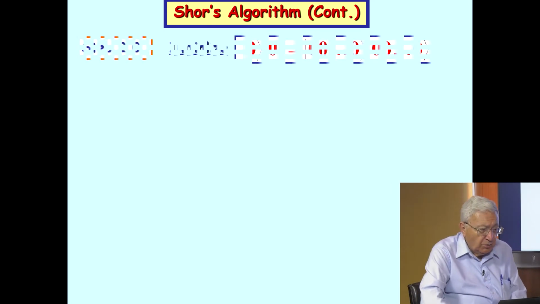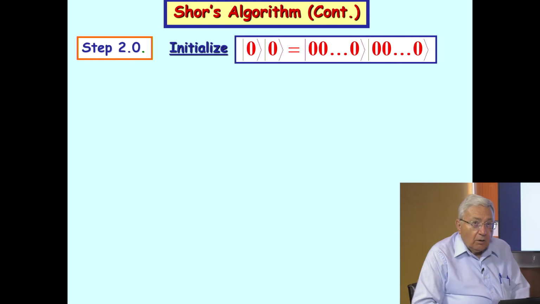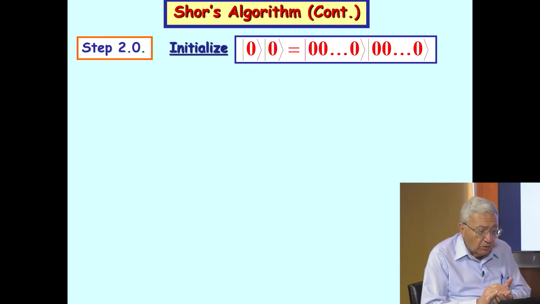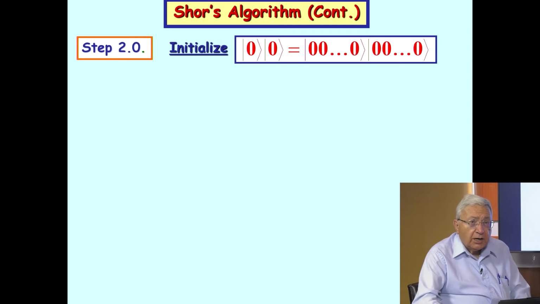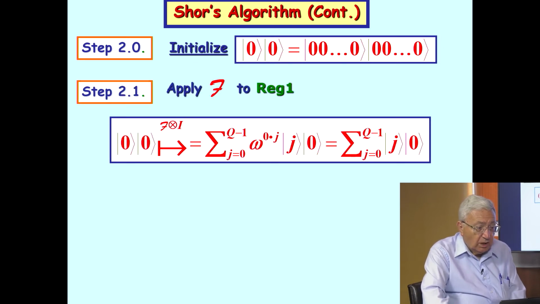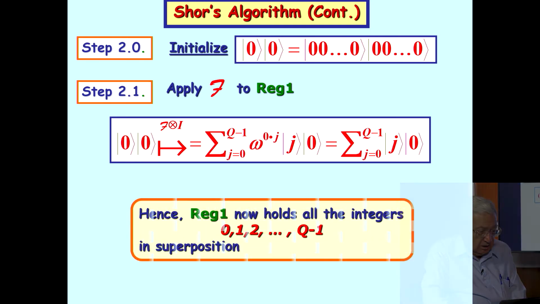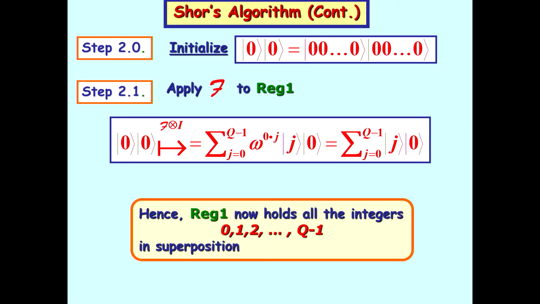Shor's algorithm continued. Step 2. Now we'll go into details of the quantum part of the algorithm. The first thing we do is initialize both n-bit qubit registers to 0. The next step is to apply the Fourier transform to the first register, to produce the expression shown. Register 1 now holds in superposition all the integers from 0 to q minus 1, where q is a power of 2.